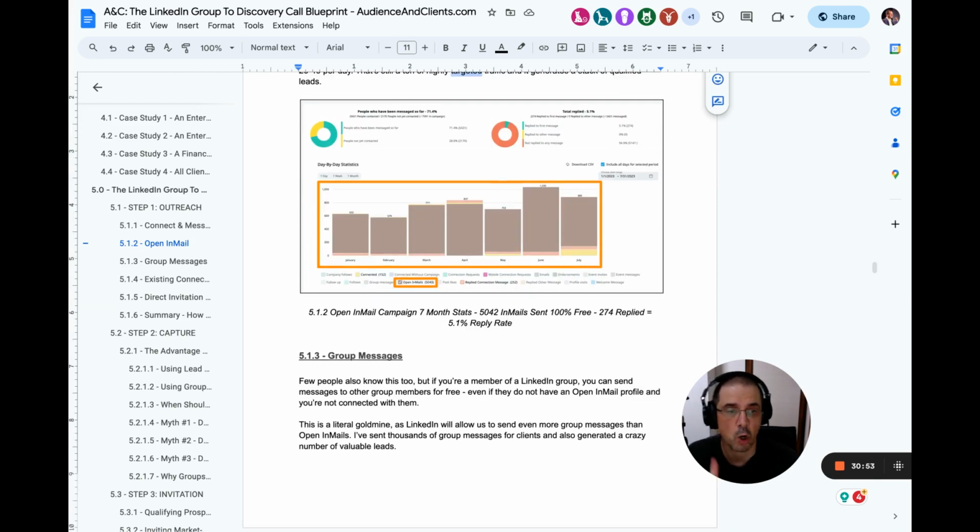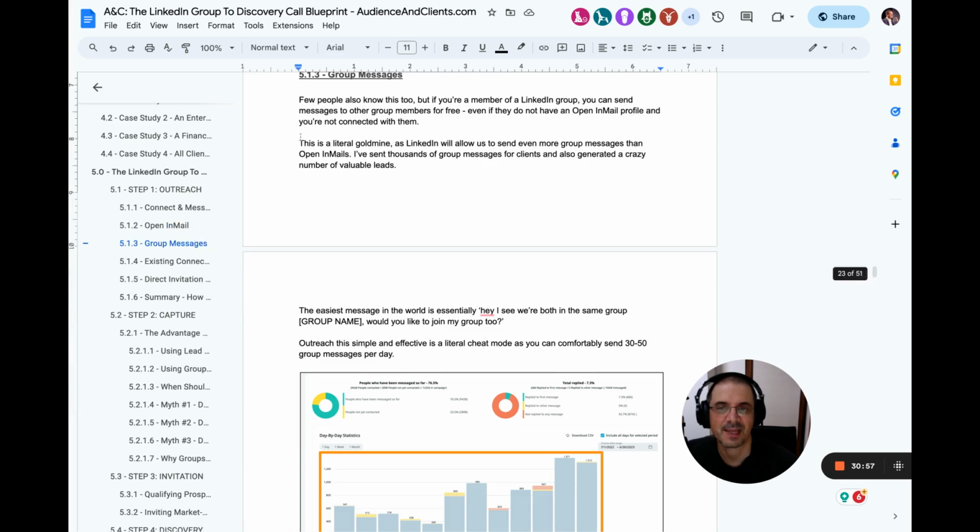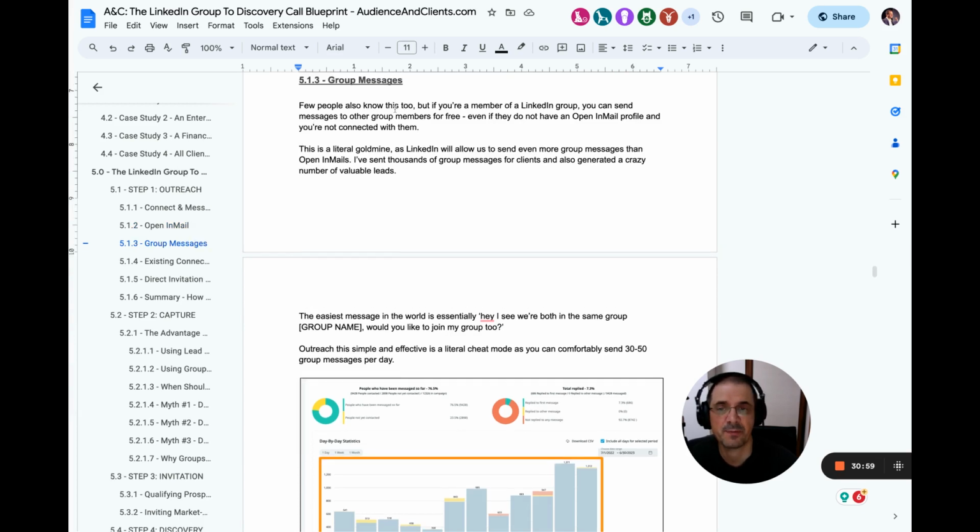That's just one campaign. Another campaign, campaign number two. Campaign number three is group messages. Few people also know about this too. But if you're a member of a LinkedIn group, you can send messages to other group members for free, even if they do not have an open email profile and you're not connected with them.